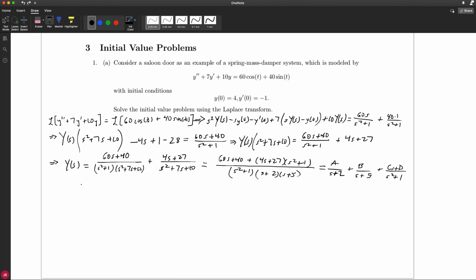Okay, so recombining into a single fraction, let's just compare the numerators, right? So I'm going to get (60s plus 40) plus (4s plus 27)(s squared plus 1) equals, and now let's see what needs what here. Well, the A is going to need both the s plus 5 and the s squared plus 1. The B will need the s plus 2 and the s squared plus 1. And the Cs plus D will need both the s plus 2 and the s plus 5.